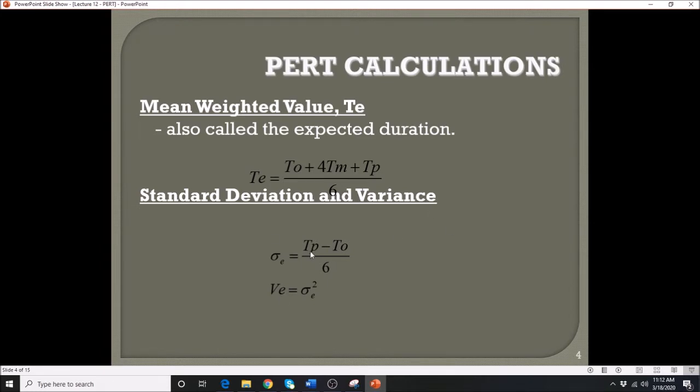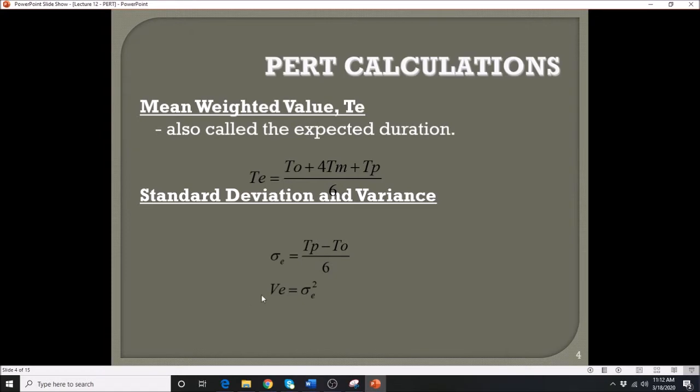In layman's terms, the standard deviation is like a tolerance. It is a plus or minus, a value that we can only deviate lower or higher. So how do we determine that? In construction, we take the difference between the pessimistic and the optimistic, divided by 6, and that is the standard deviation of a given activity.